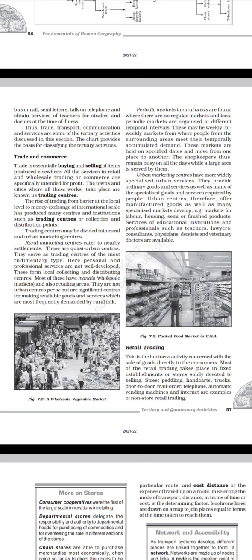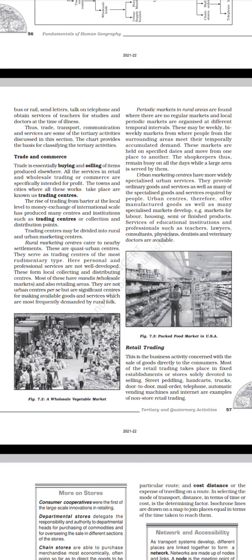Trade is essentially buying and selling of items produced elsewhere. All these services in retail and wholesale trading or commerce are specifically intended for profit. The towns and cities where all these works take place are known as trading centers. The rise of trading from barter at the local level to money exchange of international scale has produced many centers and institutions such as trading centers or collection and distribution points.